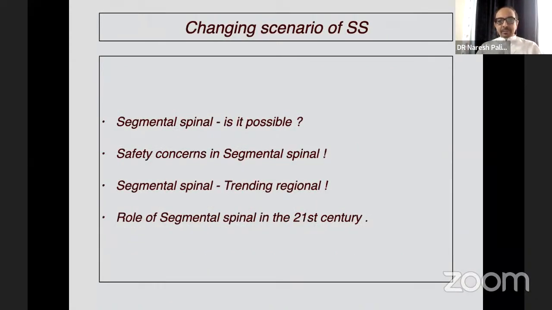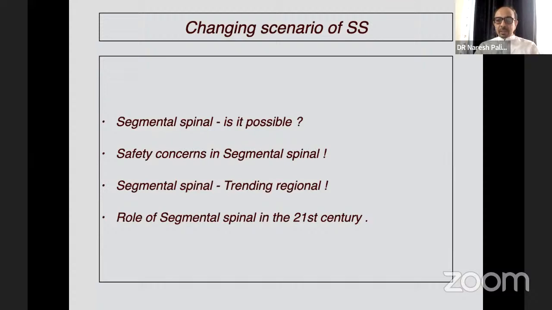Now coming to my topic, segmental spinal. There is a changing scenario about segmental spinals. Some 10-12 years back, let me clear it first that I am not the inventor of this technique. This is a very old technique. I just regenerated the technique with use of different drugs. And some 10-12 years back, when I started presenting this topic, my title used to be 'Segmental spinal, is it possible?' But at that time there was a lot of criticism about that. And everyone raised a question about the safety concerns in segmental spinal. So I started presenting about the safety concerns.